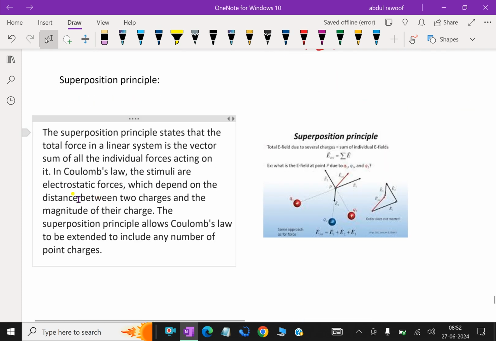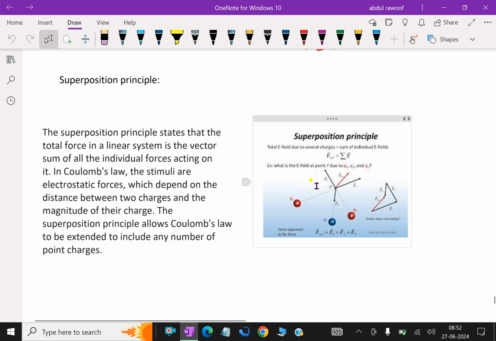Superposition principle. What is the superposition principle? The superposition principle states that the total force in a linear system is the vector sum of all individual forces acting on it. In Coulomb's law, the stimuli are electrostatic forces, which depend on the distance between two charges and the magnitude of their charge. The superposition principle allows Coulomb's law to be extended to include any number of point charges. Look at here. This is explaining the superposition.